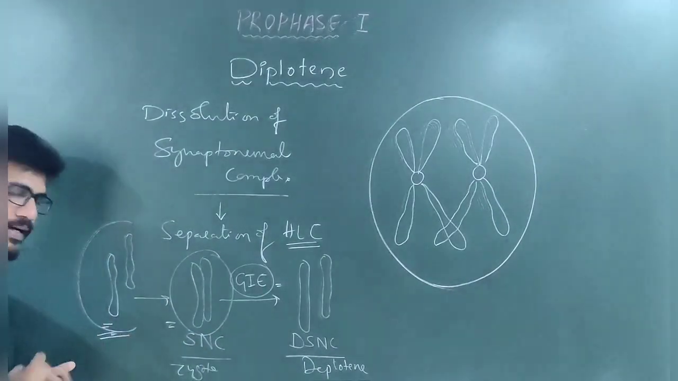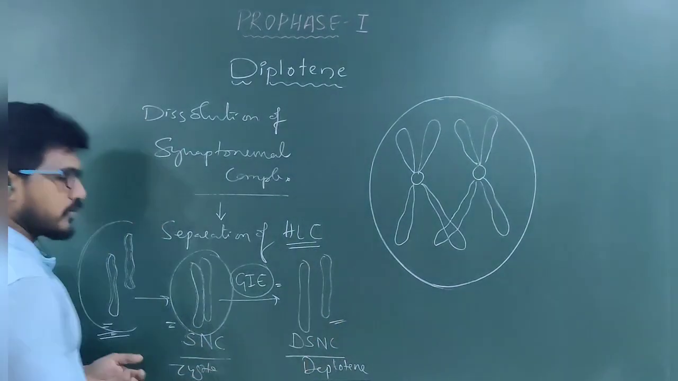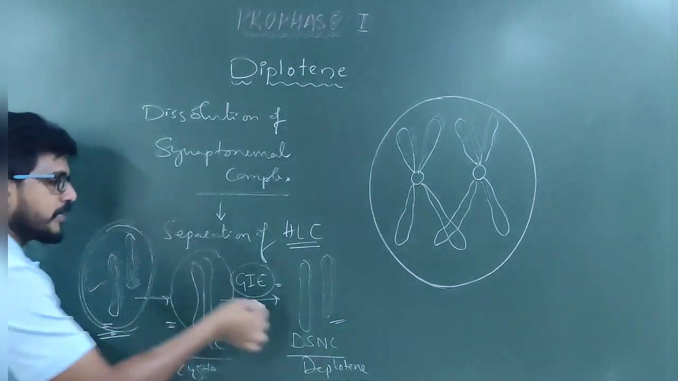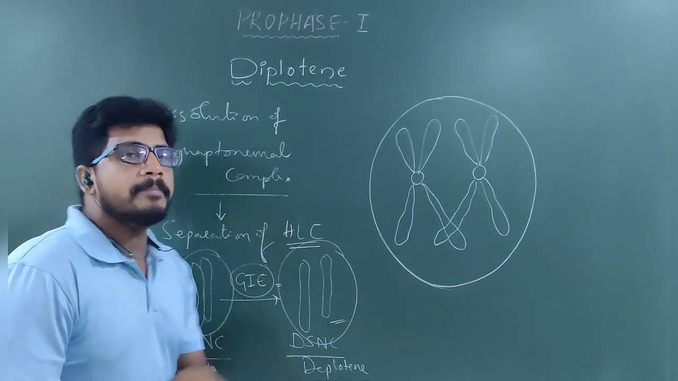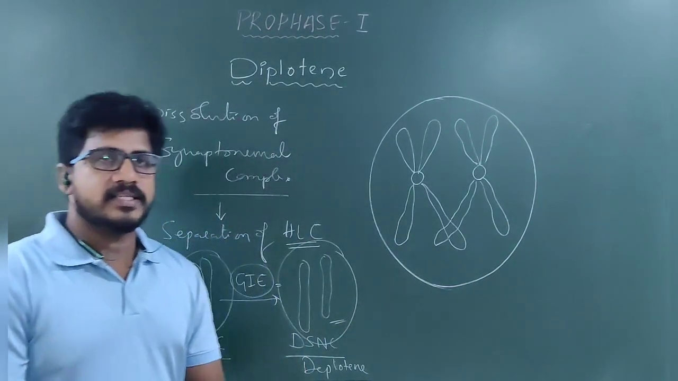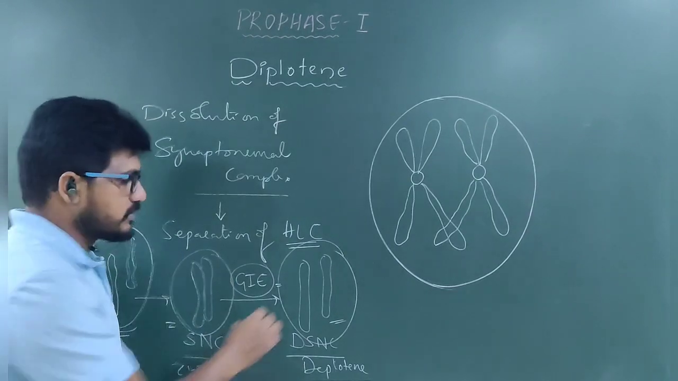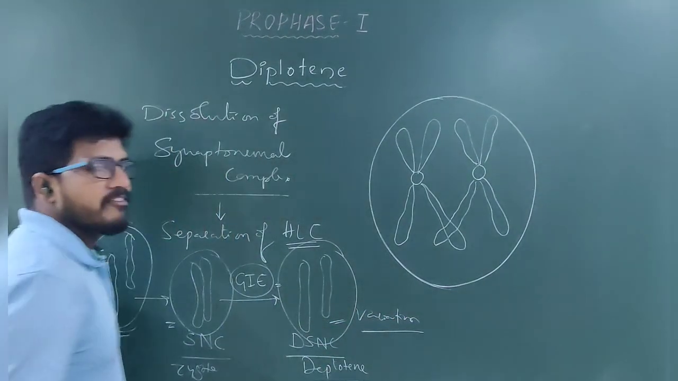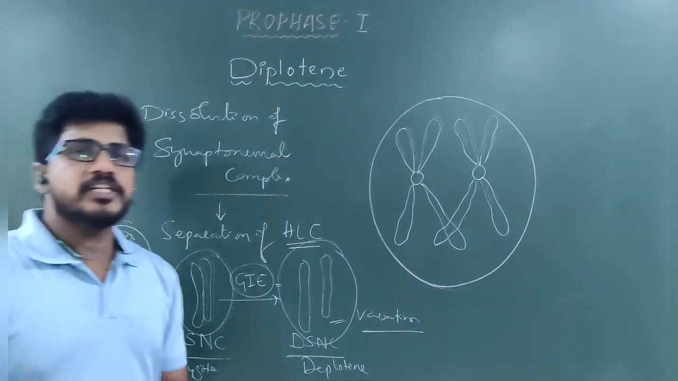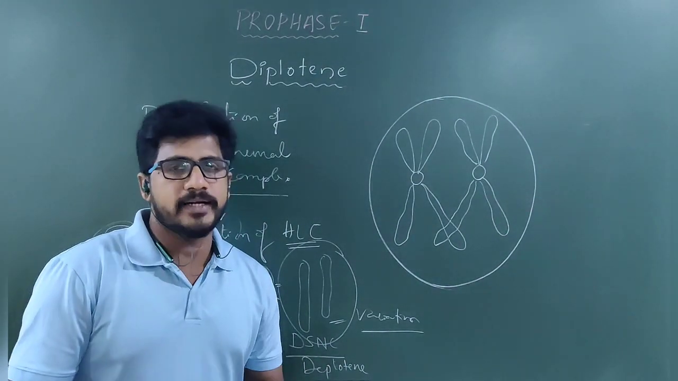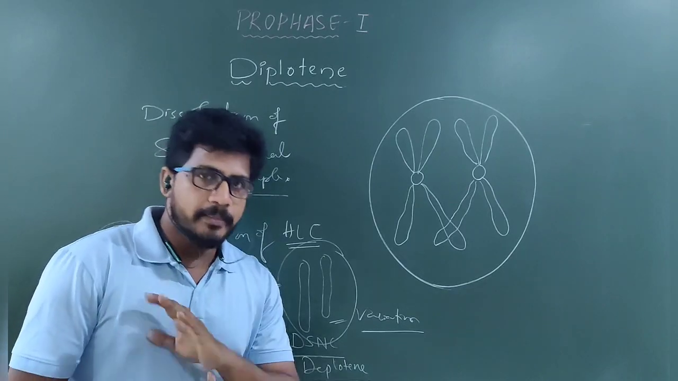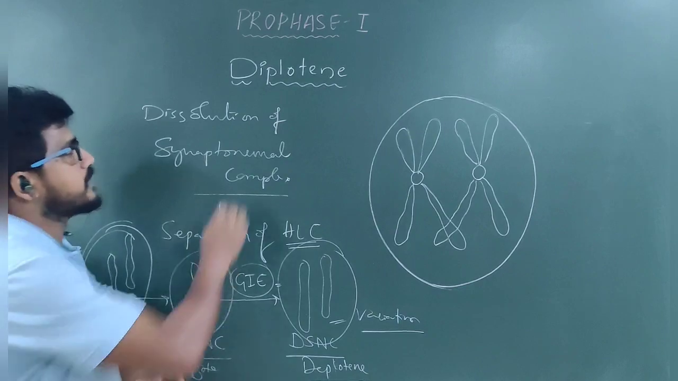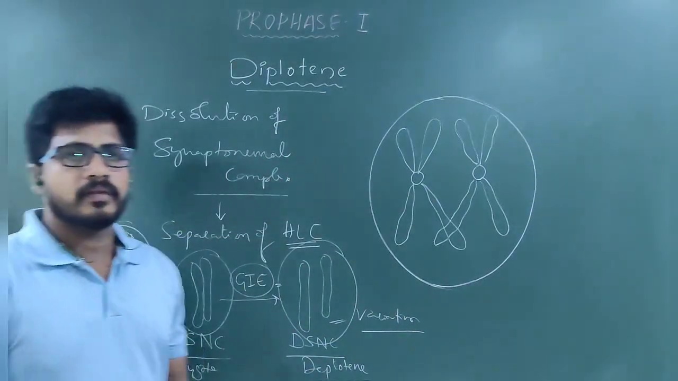Here also separated chromatids you can see. Here also separated chromosomes you can see. But this information is different. Information present in the chromosomes after the dissolution of synaptonemal complexes is different. So this is variation. These chromosomes can show variation. That variation happens only through meiosis. In mitosis it never happens. So this is a remarkable change that happens in the diplotene.